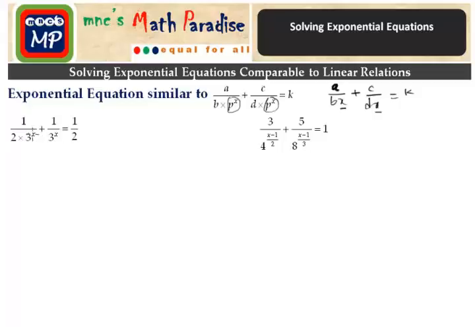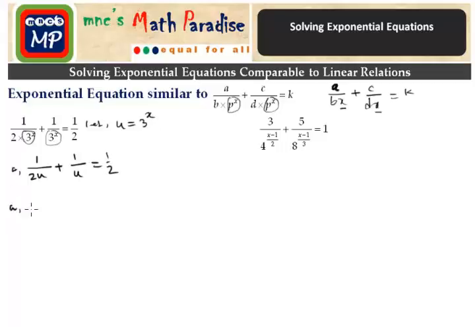In this equation, the first exponential term is 3 to the power x, and the second one is also the same. So they are already given as a common base, 3 to the power x. So we will replace that exponential term with a new variable u. So u equals 3 to the power x. So we will get 1 divided by 2u, because this one is u, plus 1 divided by 3 to the power x, which is u, equals half.